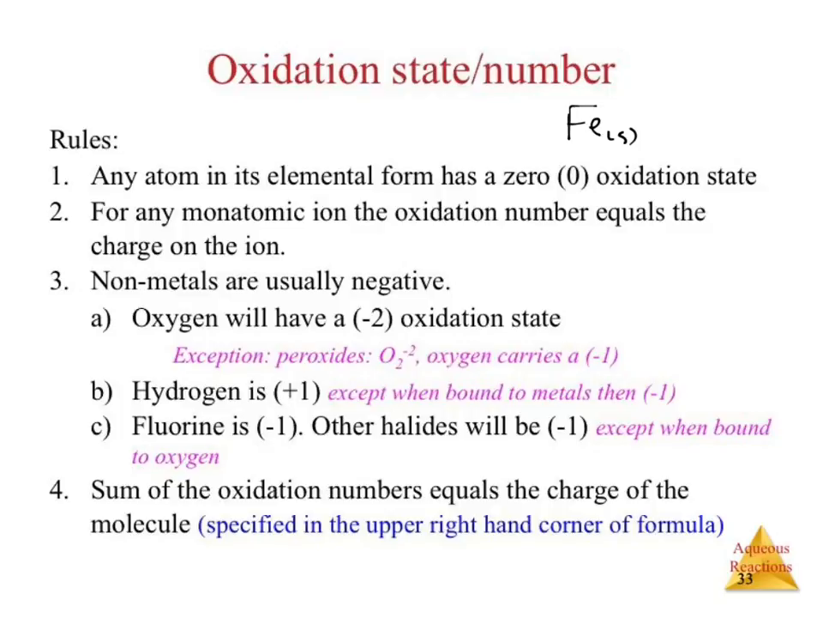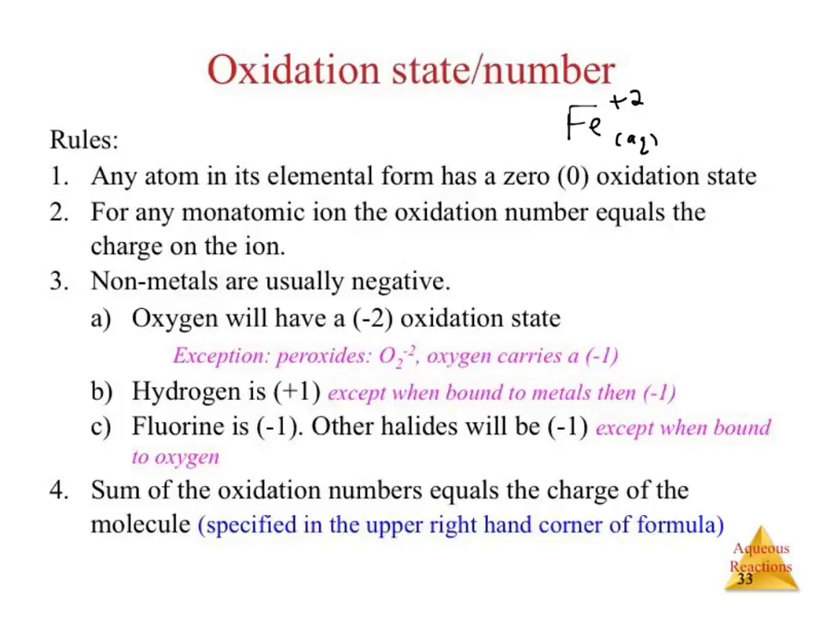For any monoatomic ion, the oxidation number equals the charge on the ion. So if I now switch this from being iron solid, its elemental state, but make it aqueous, well, iron doesn't dissolve in water, but iron ion does. So this is a monatomic ion. There's only a single atom there. Its oxidation number is the same as the charge. This is where it can get confusing. Charge and oxidation state or number are different things, entirely different meanings.